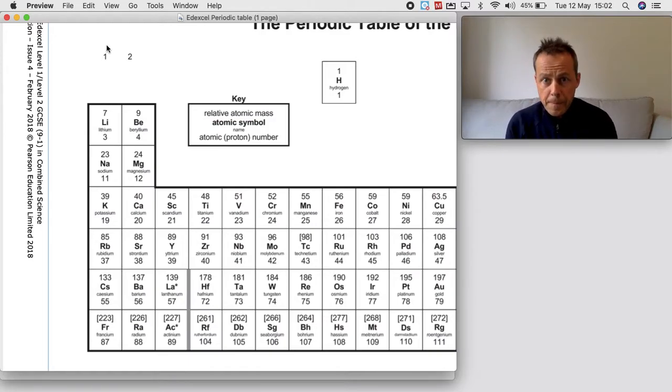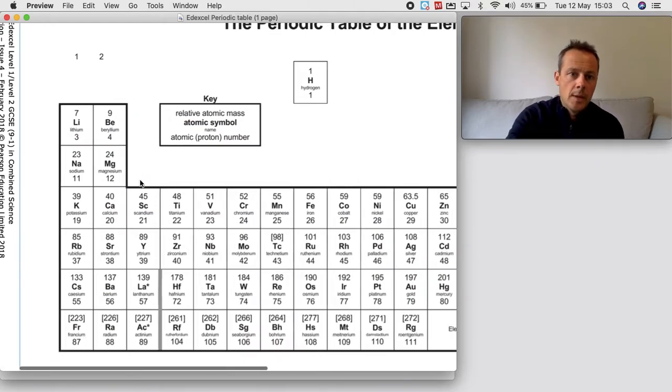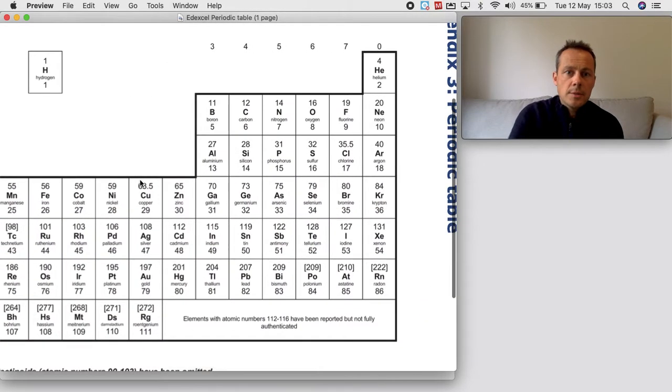Group 2 has 2 electrons in the outer shell. So we've got beryllium, magnesium, calcium, strontium, barium, and radium. They only have 2 electrons in the outer shell. Those shells should have 8 electrons. They are unstable because the outer electron shells are not complete. Moving through the transition elements, group 3, 3 electrons in the outer shell, unstable. Group 4, 4 electrons in the outer shell, again unstable.